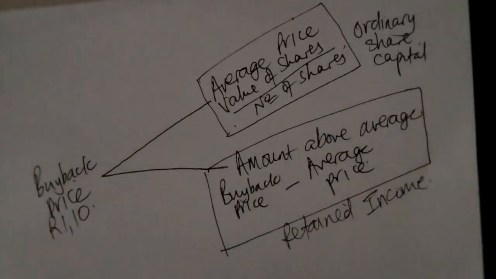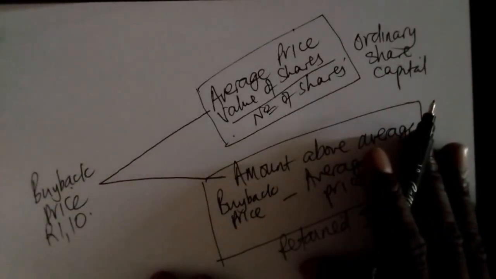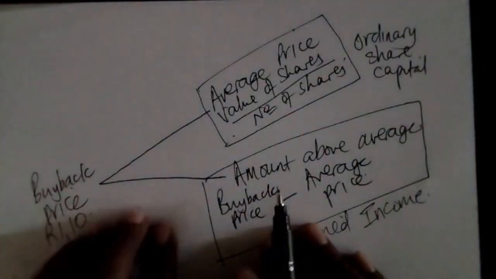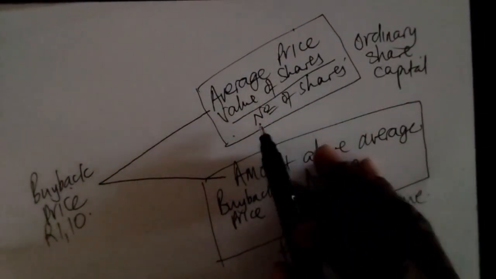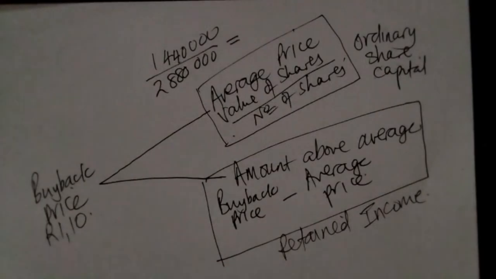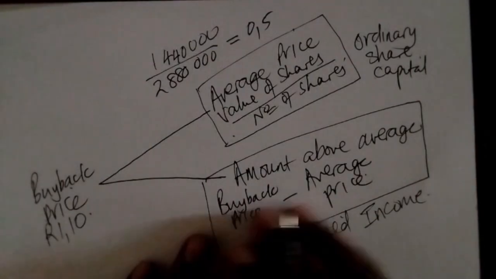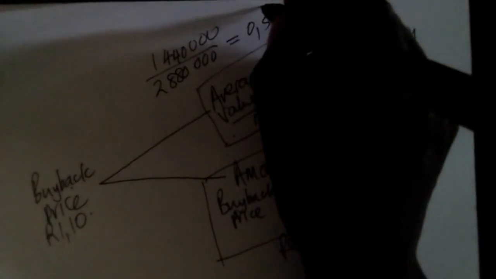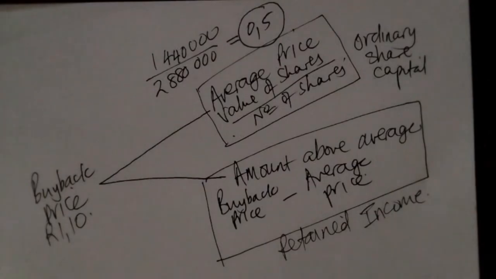So the first thing that you need to do in this case is to actually calculate your average price. In calculating your average price, I've already said here the formula is value of shares over number of shares. So the value of our shares is 1,440,000 divided by number of shares, which is 2,880,000. If you use a calculator on that, it gives you 0.5, which is 50 cents, right? So when I'm reducing my ordinary share capital, I'm going to use 0.5.